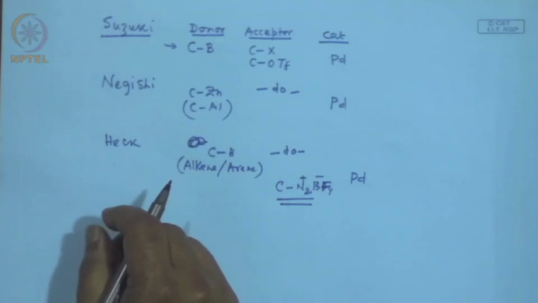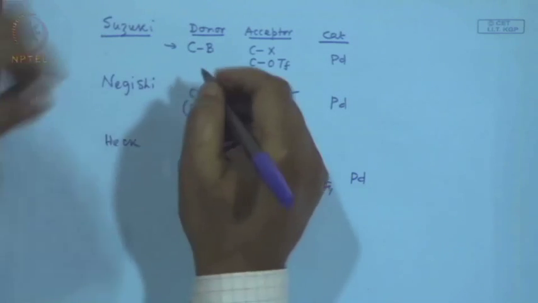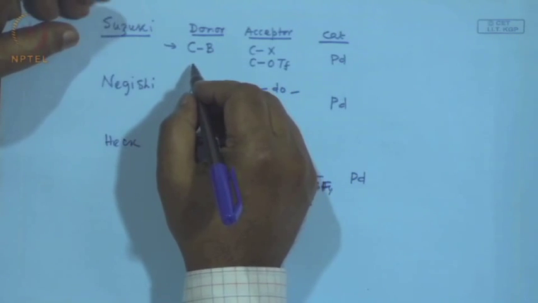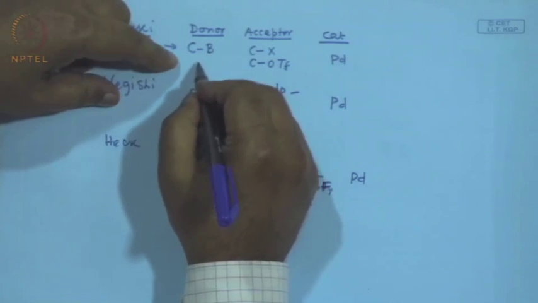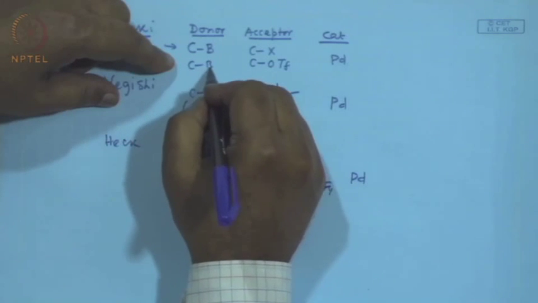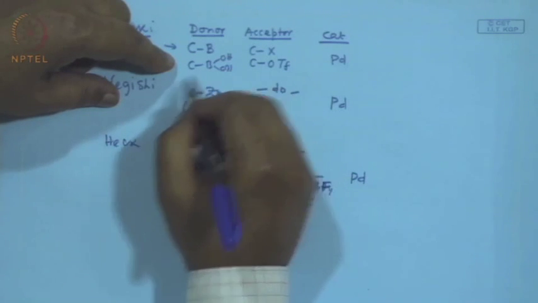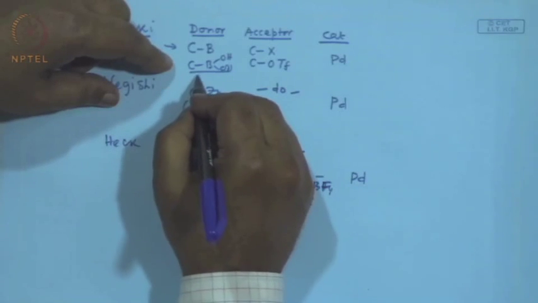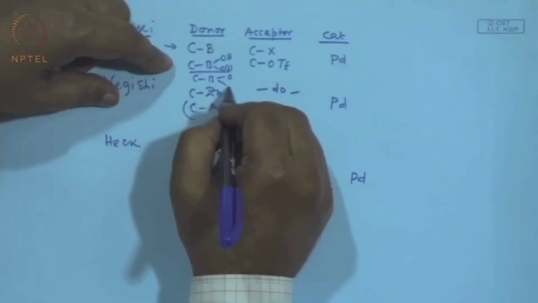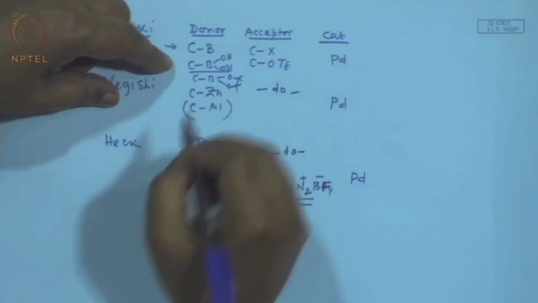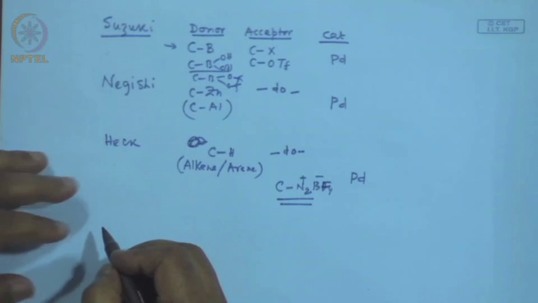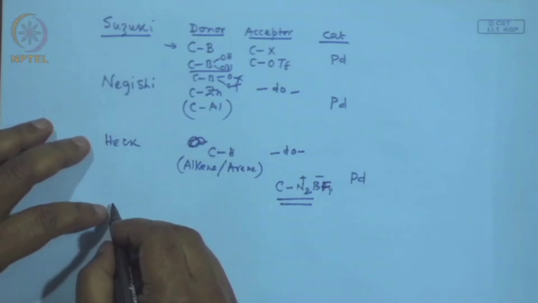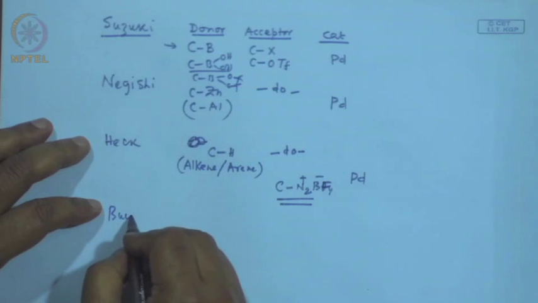Then for the boron, you have to know a little bit about these Suzuki couplings. Boron can be used as a boronic acid derivative, which is one of the commonest, and the other is the boron pinacol derivative. These days a lot of people are using the corresponding pinacol derivative, and I think Hiyama we will not talk about, and other things.